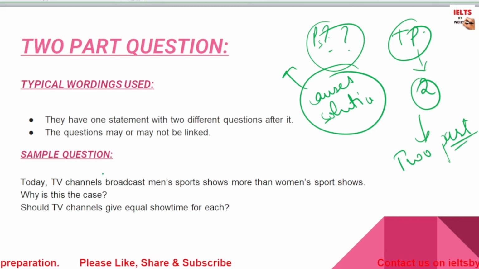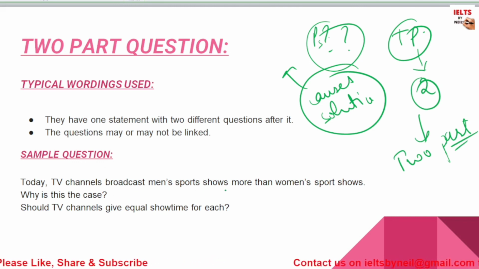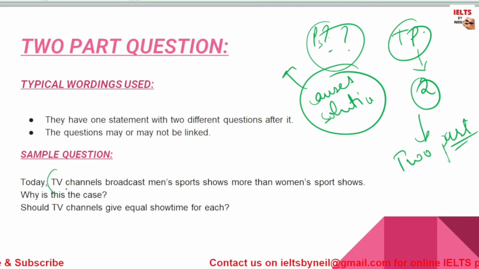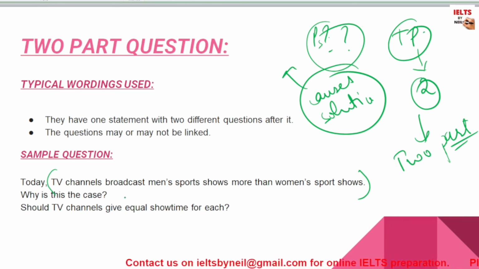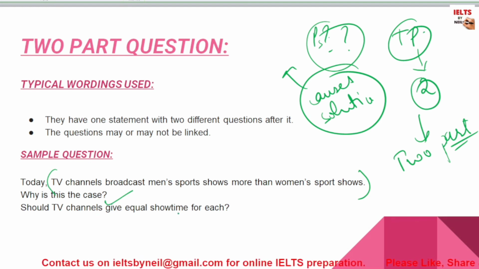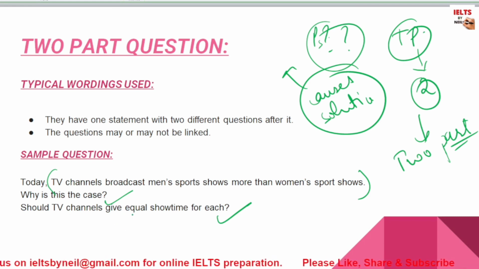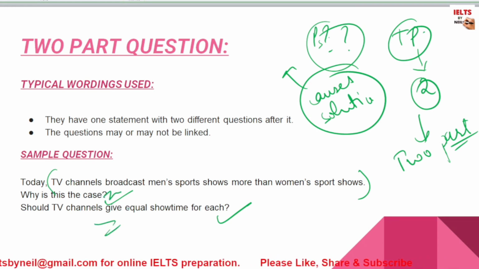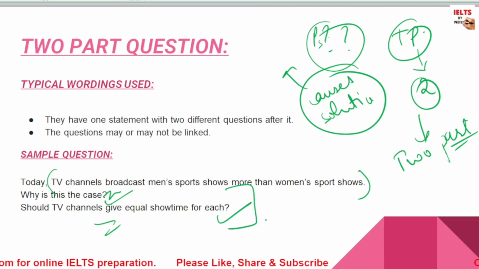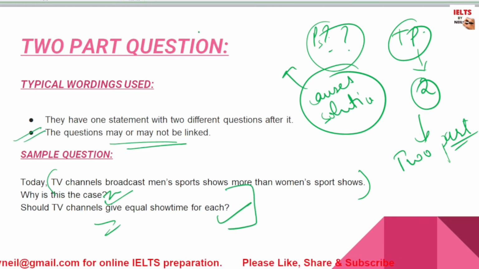Let's take an example. Today, TV channels broadcast men's sports shows more than women's sports shows. So this is a situation here. Why is this the case? So this is the first question. Should TV channels give equal show time for each? And this is the second question. So see, they have not asked here the solution for this one. So that's why it is not a problem and solution. It is two-part question.